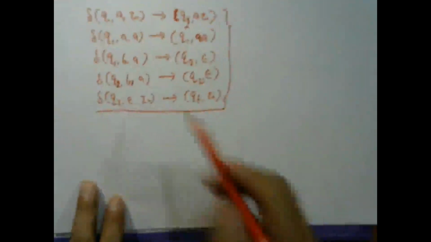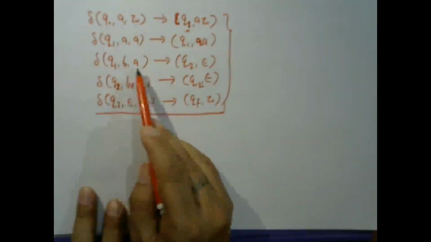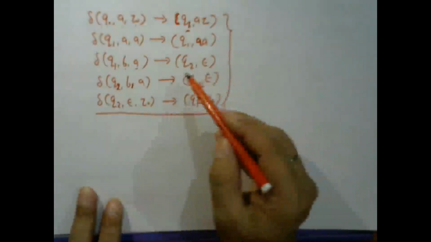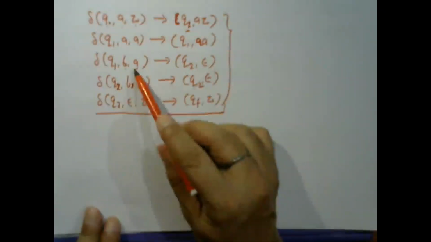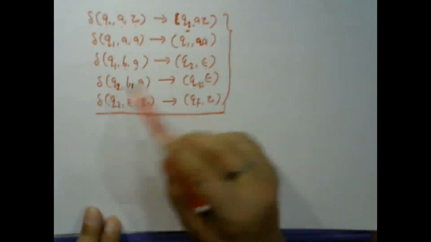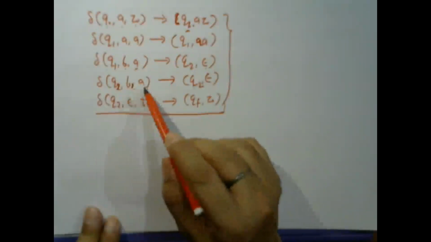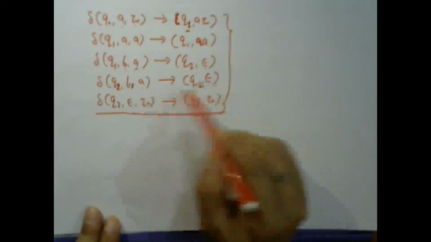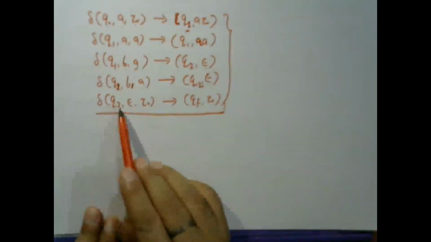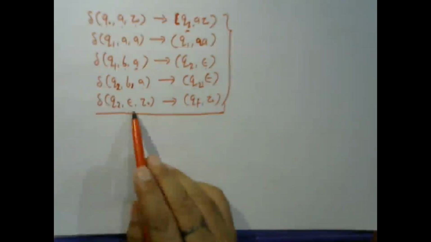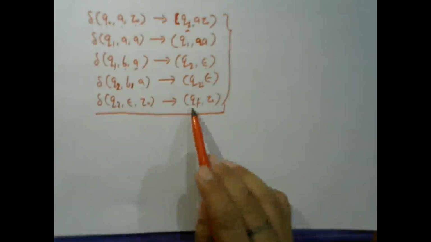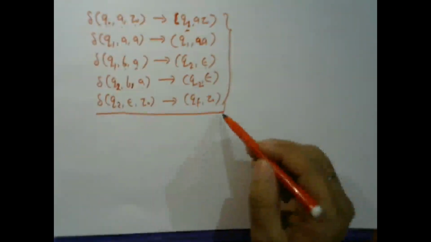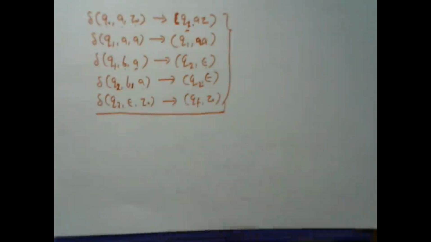Similarly, with b as input in q1 and a at the top of the stack, we reduce, meaning pop that a from the stack, and the result is epsilon. Then in the q2 state, b is there, and if the top is a, then remove all the stack symbols. Finally, in q2 with epsilon input and Z0 as the top symbol, you reach the final state. That is the overall result of the problem. Thank you.